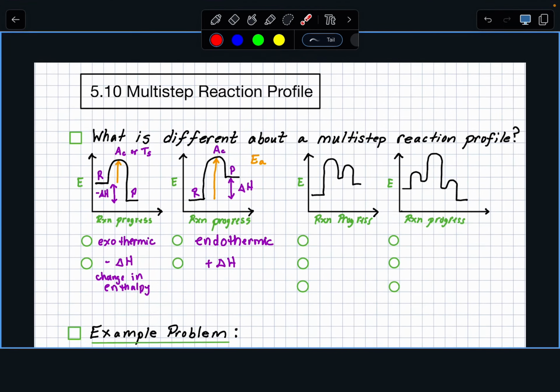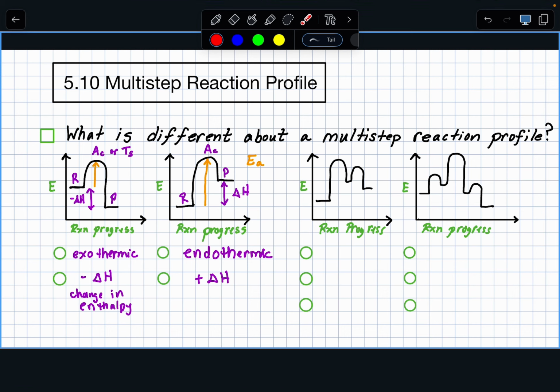All right, so let's move on to how these are a little bit different for a multi-step reaction. This is when the reaction has a mechanism where there's more than one step. First off, we can still label some of the same things. Which one's endothermic, which one's exothermic? How do you find the change in enthalpy? What are the different activation energies? How many steps are there? And last but not least, which step is the rate determining step, meaning it's the slow step?